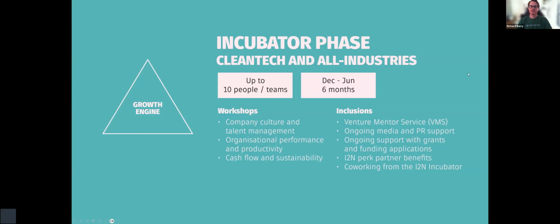And then the incubator phase. This is where you'll get access to the hub, or more formal access to the hub. You'll get access to a team of mentors who support you, and you'll get access to a number of different resources within the hub. There's a whole bunch of awesome people who call the hub their home.